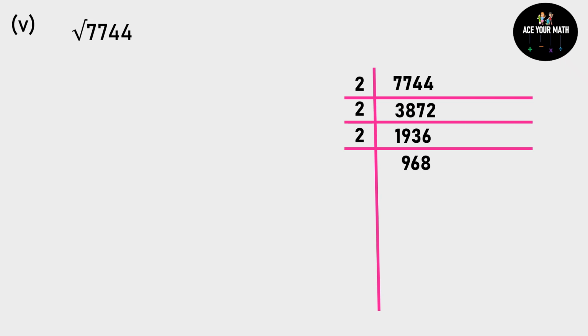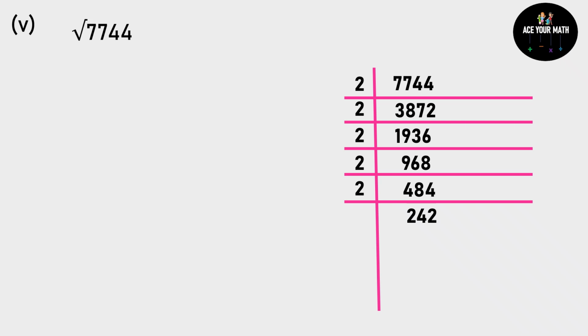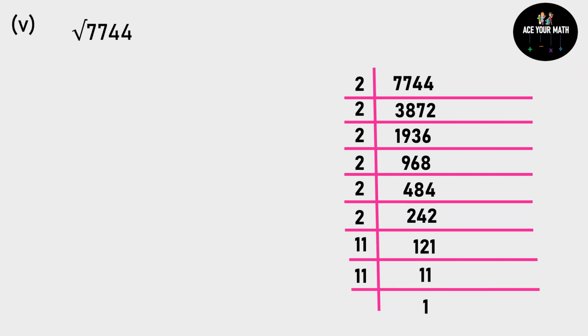We get 968, which is again divisible by 2. We get 484. That is again divisible by 2. And that gives us 242. Divide again by 2. You get 121. See, 121 is not an even number and it is divisible only by 11. So write down 11 and at the end you get 11. So again divide this number by 11 and at the end now you get 1.